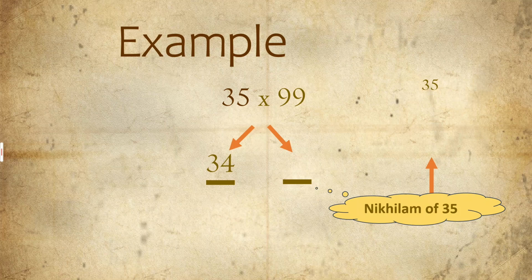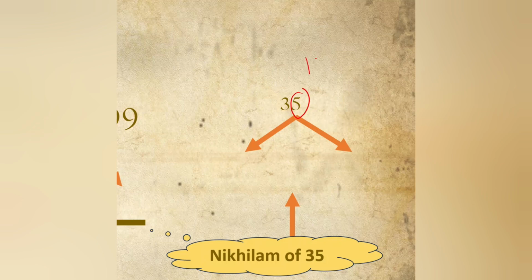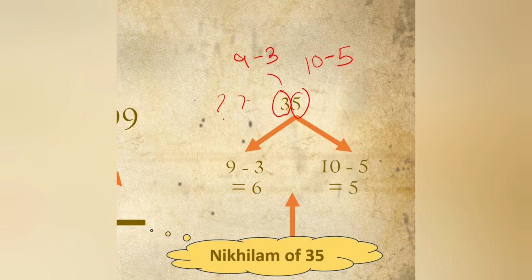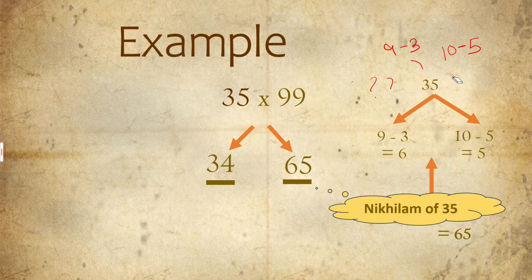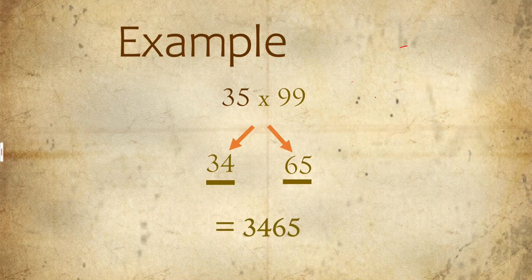Let's take out the nikhilam of 35. Nikhilam means all from 9, last from 10. First, we're going to have a look at the last digit. So the last digit, that is 5, is going to be subtracted from 10, and the remaining digit, that is only 3 over here, because there are no other digits ahead, is going to be subtracted from 9. 9 minus 3, 6. 10 minus 5, 5. So the nikhilam that we get is 65. We're going to place that down as it is. Thus, the answer is going to be made by combining these two values, 3, 4, 6, 5.